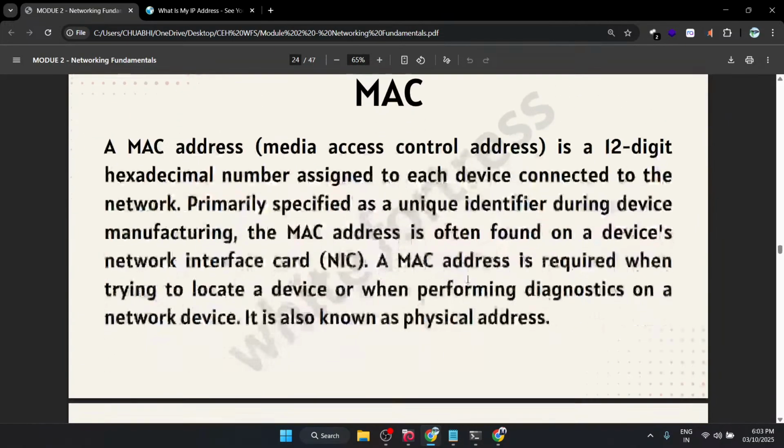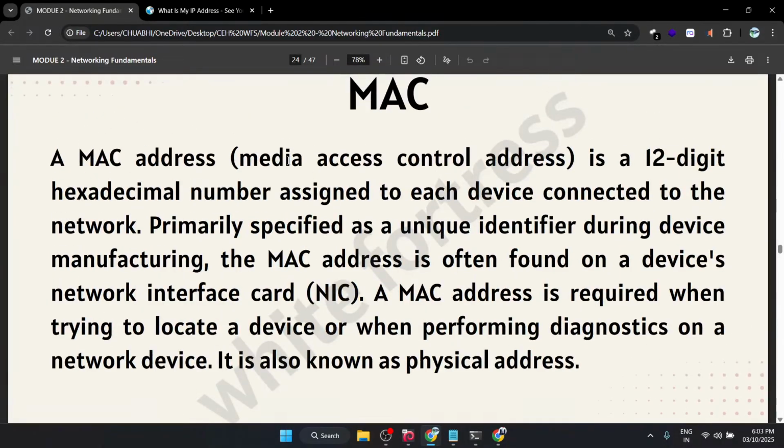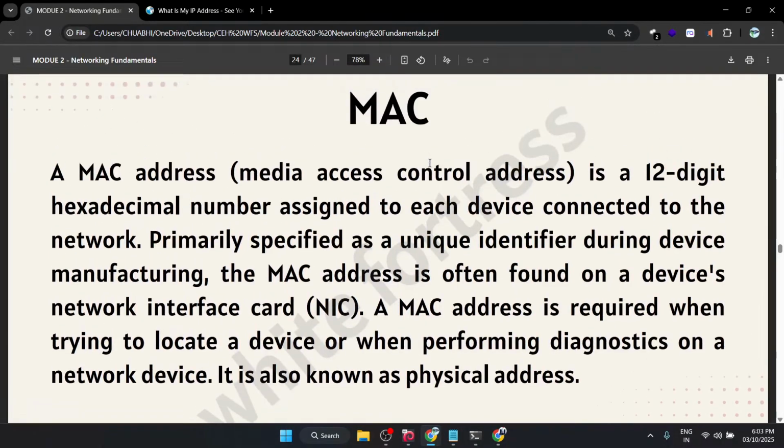Okay, so MAC address. A MAC address is your media access control address. We already talked about the IP address. The IP address was basically your logical address, because it could be changed from time to time and it was provided by your router. It was not physically assigned to your system. What is the physically assigned address? Your MAC address is your physically assigned address.